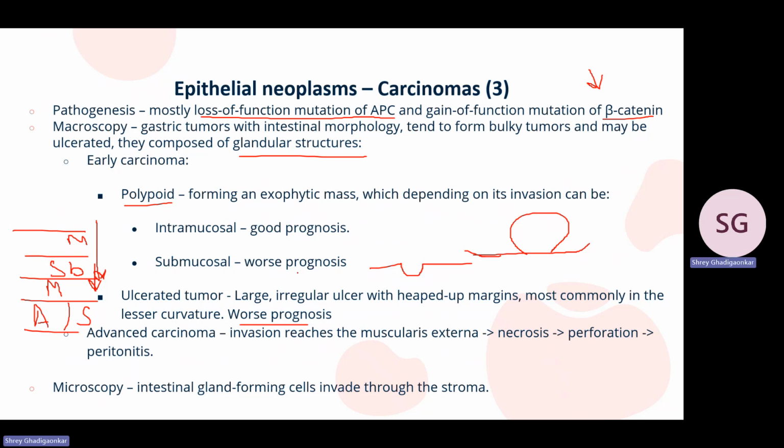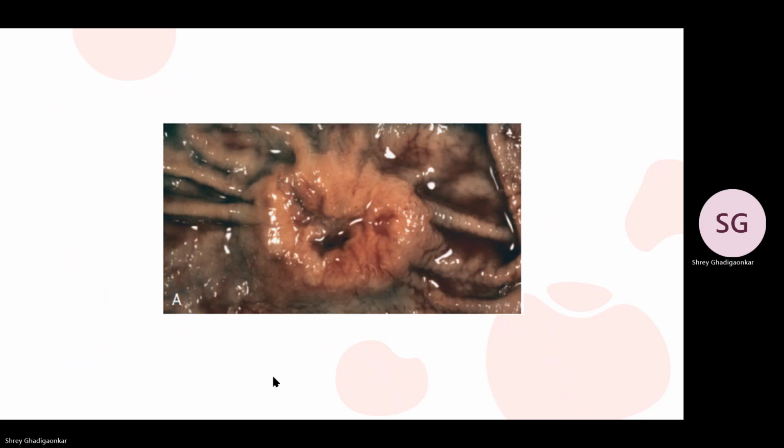So microscopically, as mentioned, you'll have intestinal gland formation, and that's because of the metaplasia. Over here, you can see the ulcer. Usually in these cases, you can see the heaped up margins in this region.